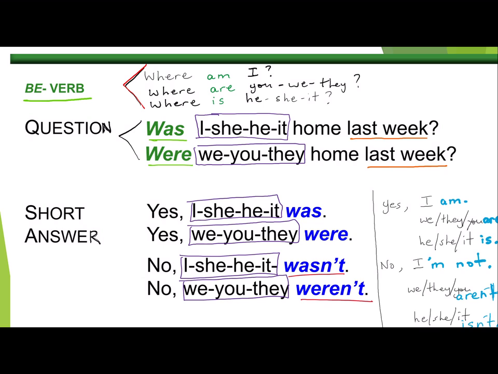Okay, what about the short answer? You can review it. Here is the simple present. Yes, I am. No, I'm not. Yes, we are. No, we aren't. Yes, he is. No, he isn't. You can see in the present tense we have to change the be verb to match the subject. What about the past? Well, in the past, we only have was and were for the positive. They become wasn't and weren't in the past.